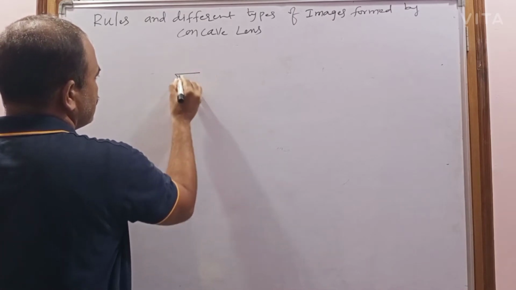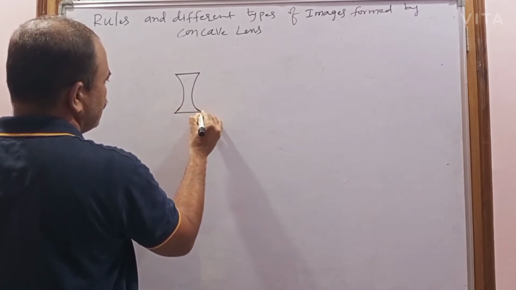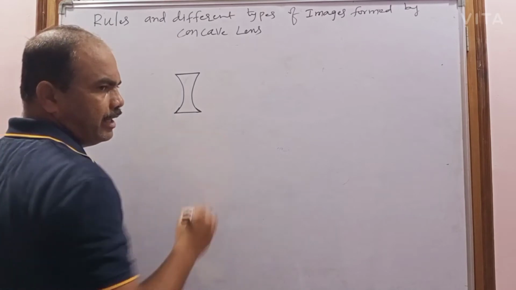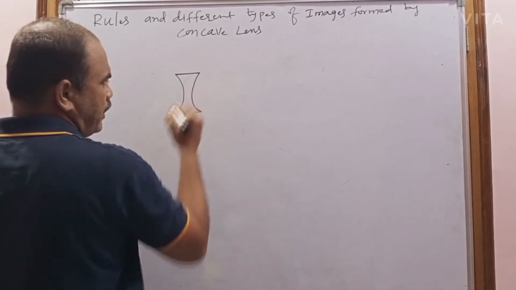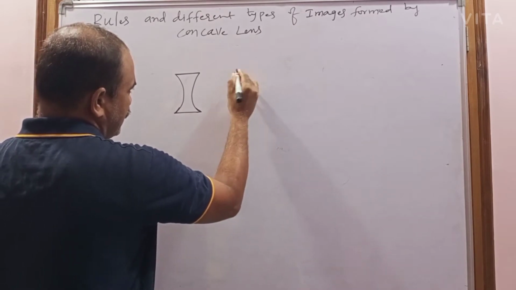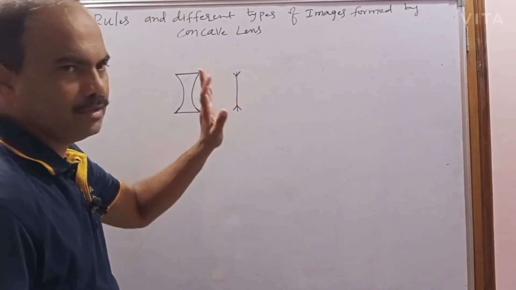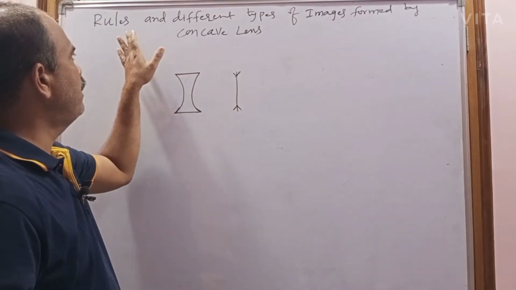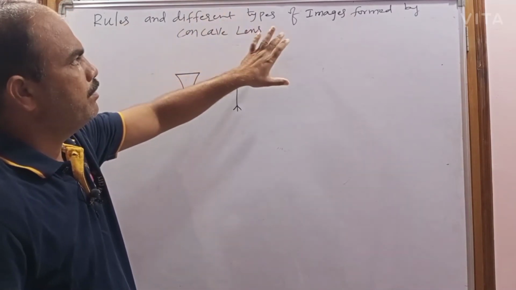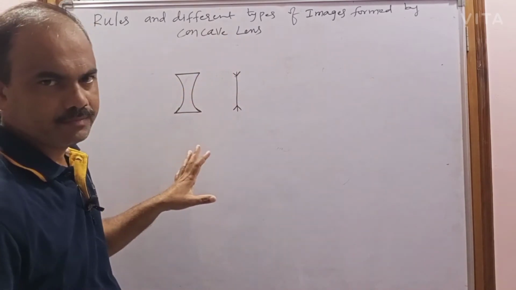This is a concave lens symbol, generally used in textbooks. But while drawing ray diagrams we can't use this symbol, so we use this other symbol. This is the symbol while we are drawing the ray diagrams, or while I am explaining the rules and the different types of image formed by the concave lens. In that topic I am going to use this symbol.